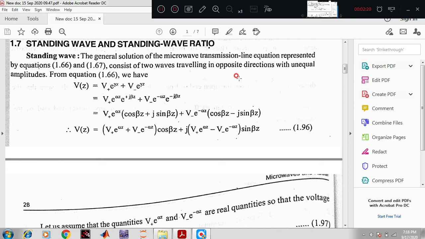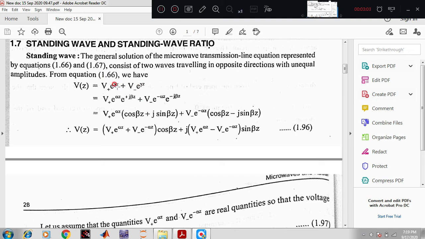Both have unequal amplitude and they travel in opposite directions, and mathematically they are given by V of Z is equal to V plus e raised to minus gamma Z plus V minus e raised to gamma Z. Both V plus and V minus are the amplitude or magnitude of the incident wave as well as the reflected wave respectively. And this gamma is the propagation constant, and both the waves travel along the Z direction.